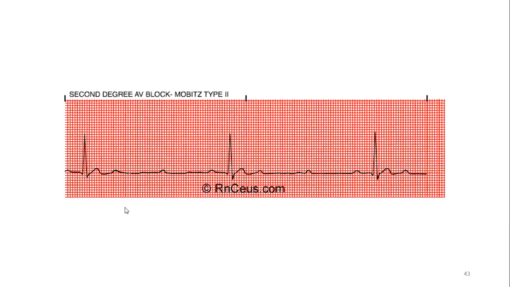So this is what we are talking about. You can see a P wave, QRS complex, T wave. Then you see a P wave, no QRS complex. You see another P wave, no QRS complex. So this is type 2.